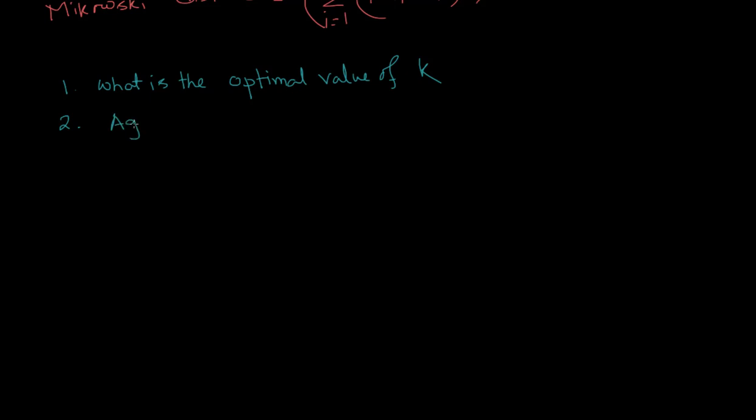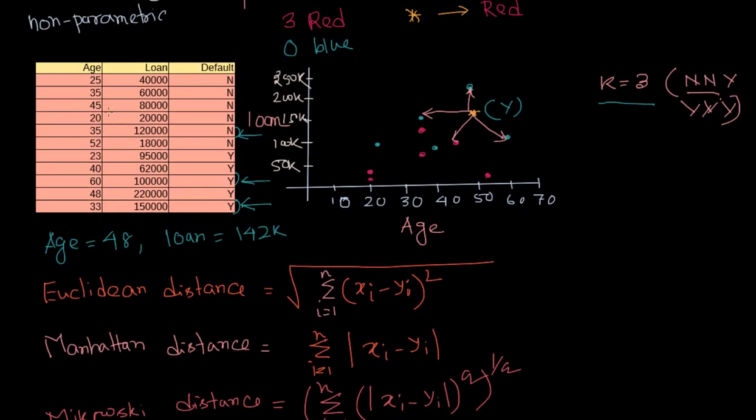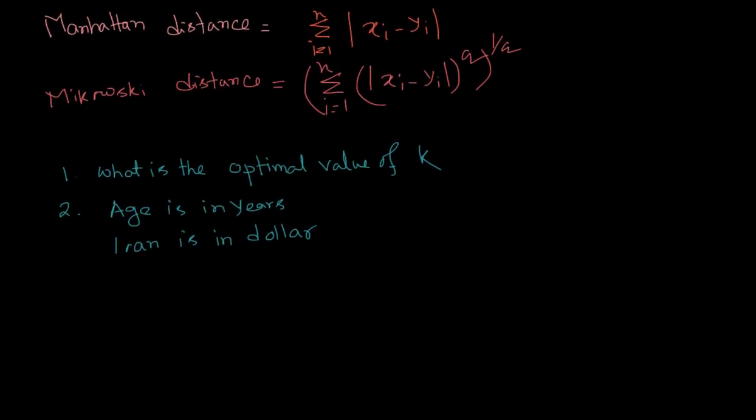So my age is in years, and my loan amount is represented in dollar, right? So now, as the value of this dollar amounts are very high compared to these age values, it may happen that this feature has more impact on the data, on the final outcome. So how to solve this one? Now if I just talk about the first one, right? So what is the optimal value of k over here?